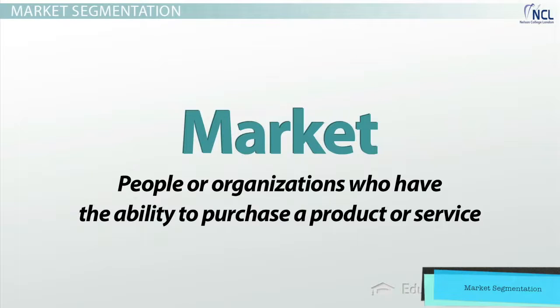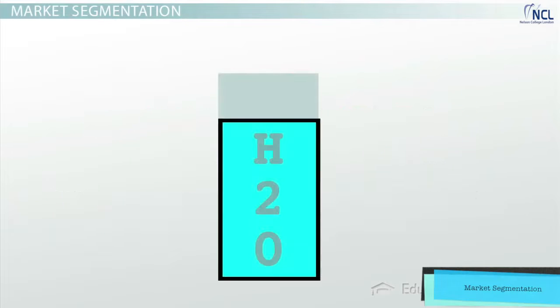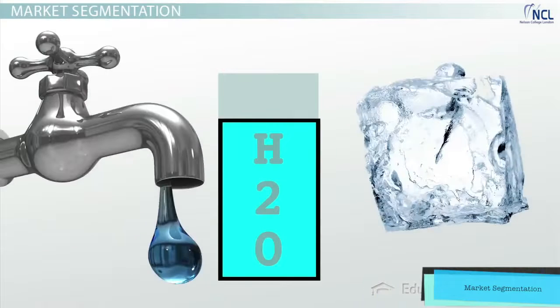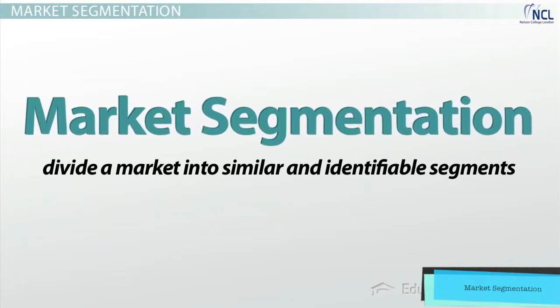A market can be further broken down into segments. A market segment is a subgroup of people or organizations that have one or more characteristics in common that cause them to have the same product needs. Everyone needs water to drink, but does everyone need bottled water? For companies to successfully reach their precise customer, they need to divide a market into similar and identifiable segments through market segmentation.